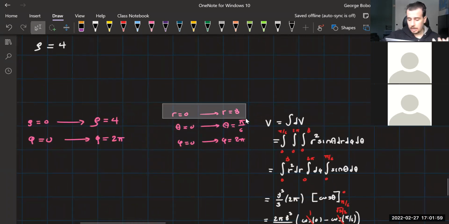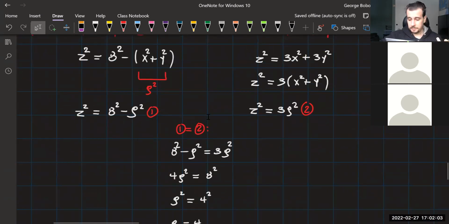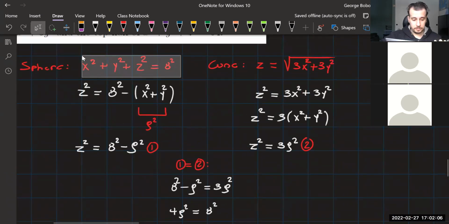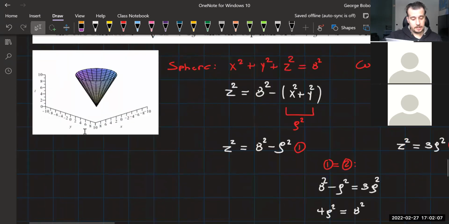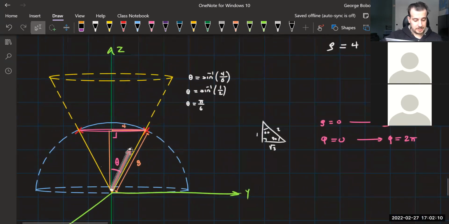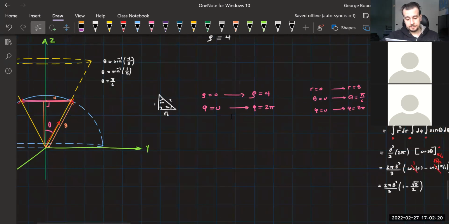I just asked, how much does my r vary? And I got that from the equation of the sphere. I knew the radius of the sphere is 8. And from my diagram, I can see mentally that my r goes from 0 to 8, all the way to the radius when I fill this space up, right? So that's how we did it.